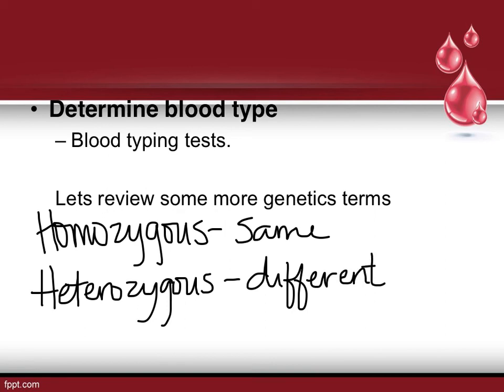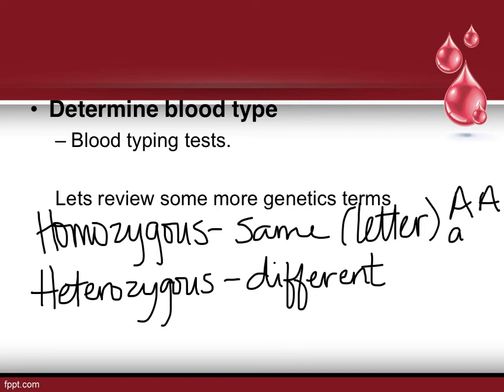Okay? And it is talking about the actual genes. So we're talking about the letters. So in this case, same letter. Okay? So that could be 2 capital letters or 2 lowercase letters. Both of those would be the same. Hetero, again, when we refer to the letter, just means that one is going to be uppercase and normally one would be lowercase. So the letters are different from each other.